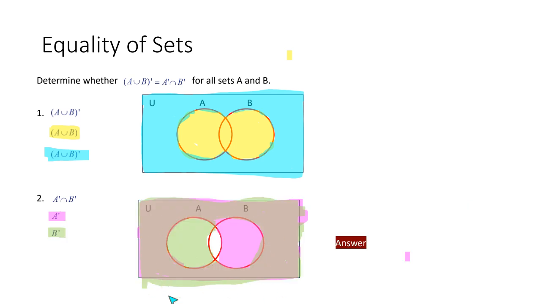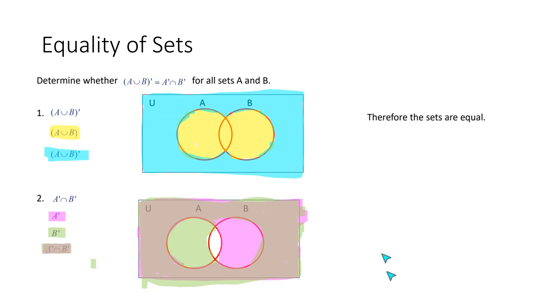And so the intersection of both of them can be represented here. The only thing they have in common is the outside of the circles, which is a brownish color that I shaded here. So both of these provide us the same area. So the turquoise area and the brown area are the same. So we can say that A union B complement is equal to A complement intersected with B complement for all sets. Okay, so that's always going to be the case.